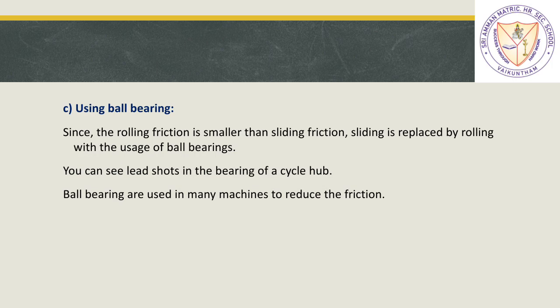Since rolling friction is smaller than sliding friction, sliding is replaced by rolling with the usage of ball bearings. In most of the machines we have seen ball bearings, where small balls are inserted, which help in easy movement of the machines. You can see the lead shots in the bearings of a cycle hub. Ball bearings are used in many machines to reduce the friction. So these are the two methods we use to reduce the friction.